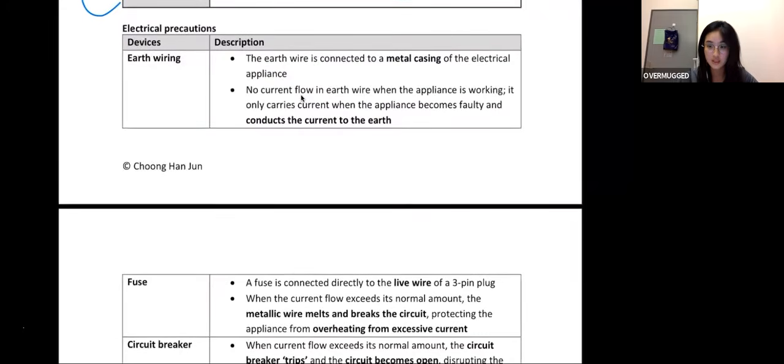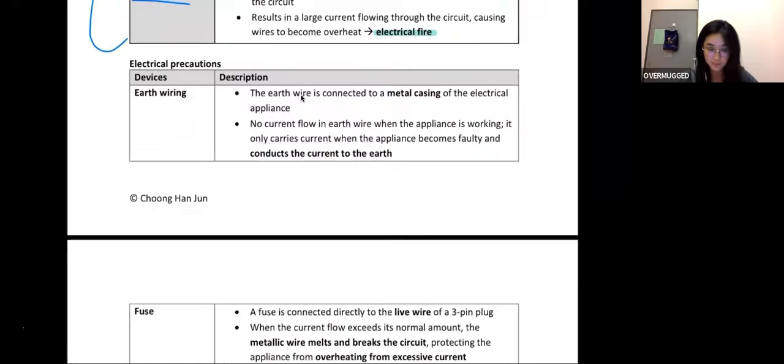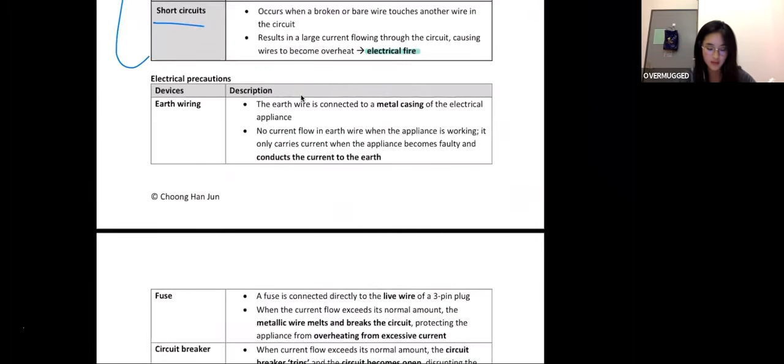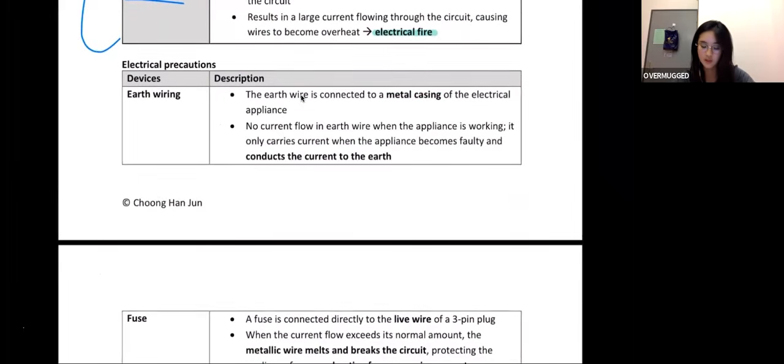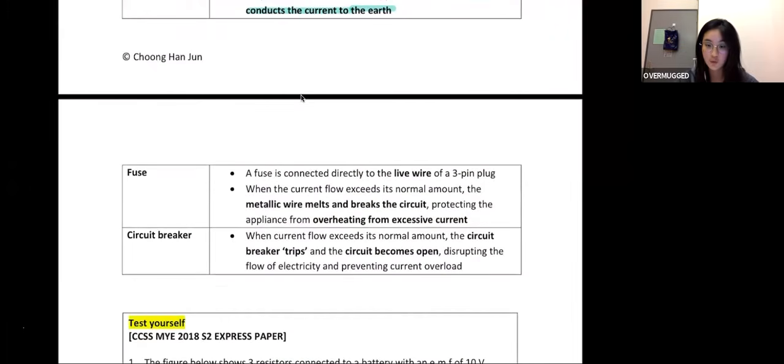Then for precautions, there are 3 main precautions. The first one is earth wiring. What's important? Remember, it's always connected to the metal casing. What does it do? It conducts the current to the earth. Then for the fuse, what is it? It's just a small metallic wire connected to the live wire. It's connected to the live wire because that is the one that is dangerous.